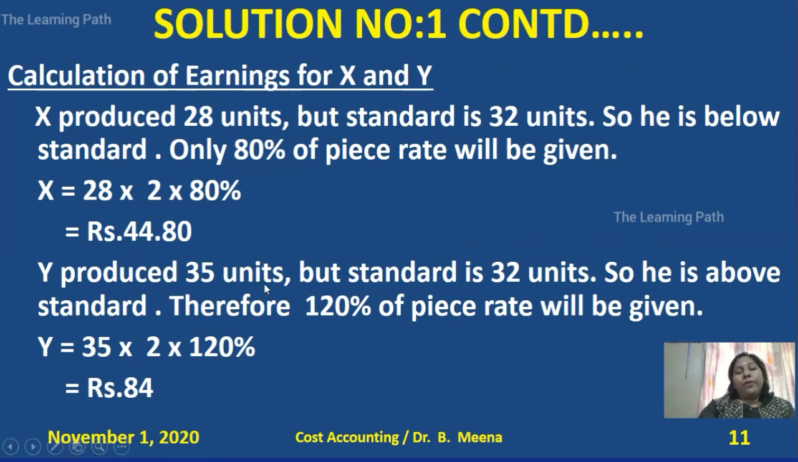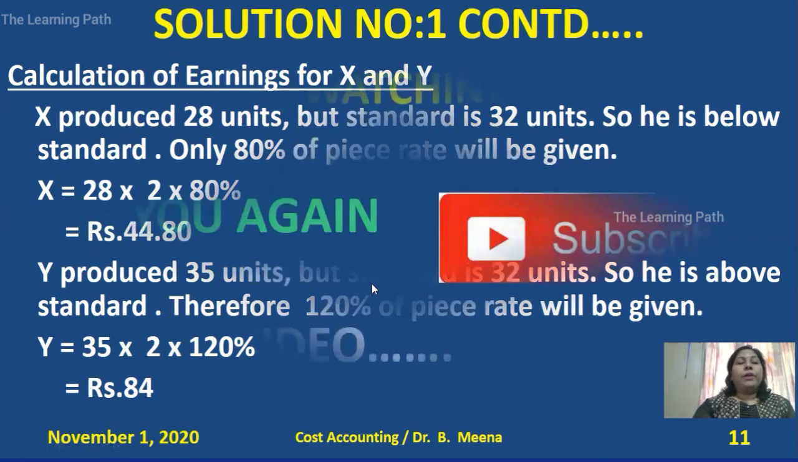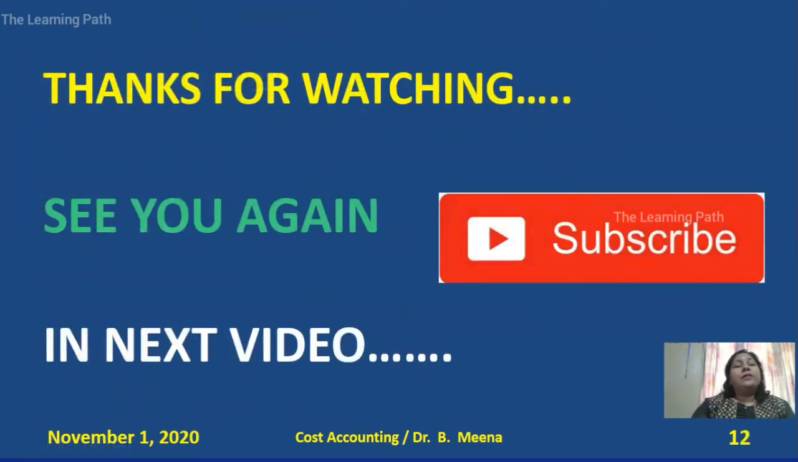Y produced 35 units, but standard is only 32. So the conclusion is, Y is above the standard. Therefore, 120% piece rate will be given. Y is equal to 35 into, what is the production? 35. And piece rate is 2. So what is the differential applicable? 120 percent. So you will get the answer as 84. So this is all about how to calculate the earnings of the workers under Taylor's differential piece rate system.